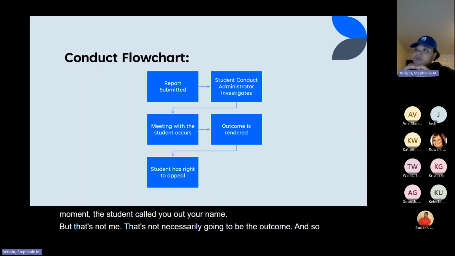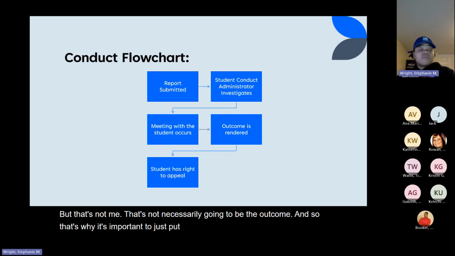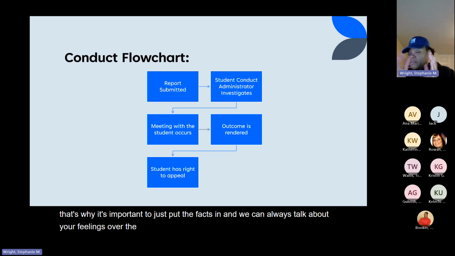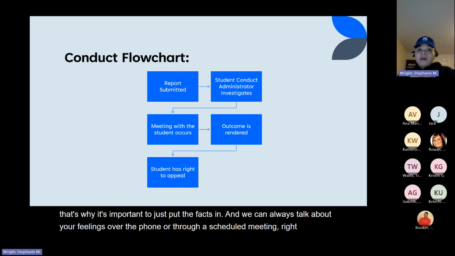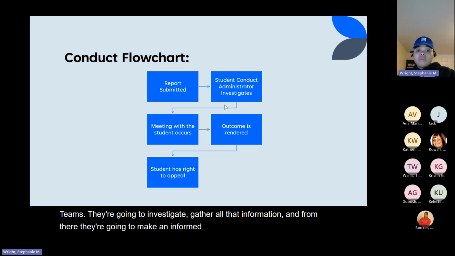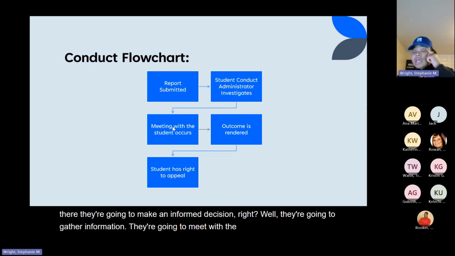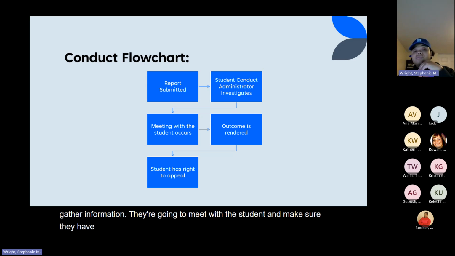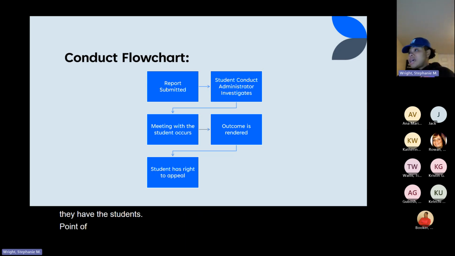And so that's why it's important to just put the facts in, and we can always talk about your feelings over the phone or through a scheduled meeting, right, over Teams. They're going to investigate, gather all that information, and from there, they're going to make an informed decision, right? Well, they're going to gather information, they're going to meet with the student and make sure they have the student's point of view because we want to have their voice in the process.